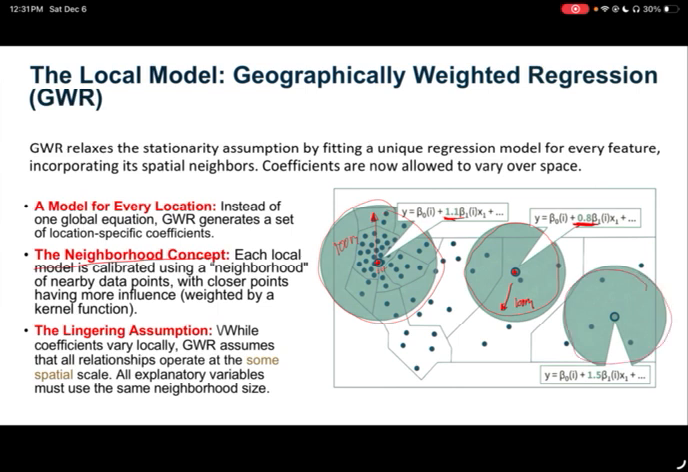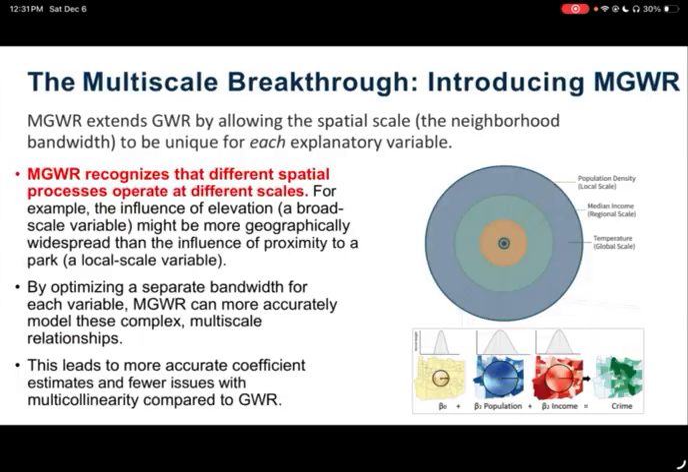But in reality, some variables, for example house age and house area, may have different impact sizes, or we can say different bandwidths. So to solve that problem, a recent study introduced MGWR. In MGWR, they allow the spatial scale or neighborhood bandwidth to be unique for each explanatory variable.